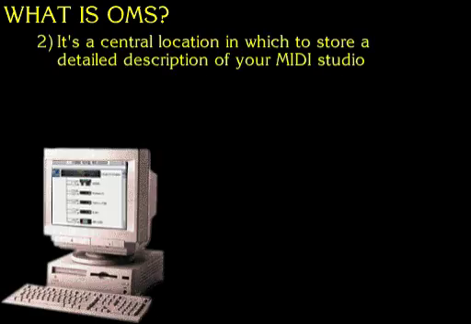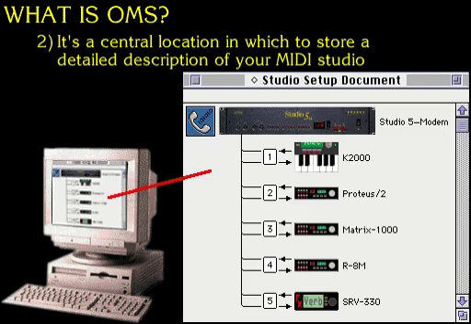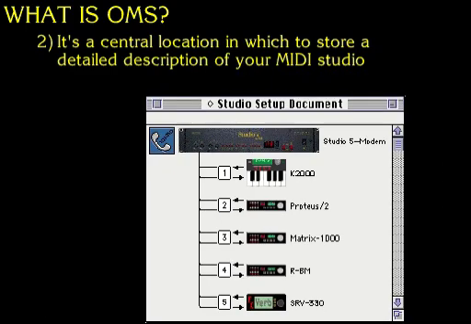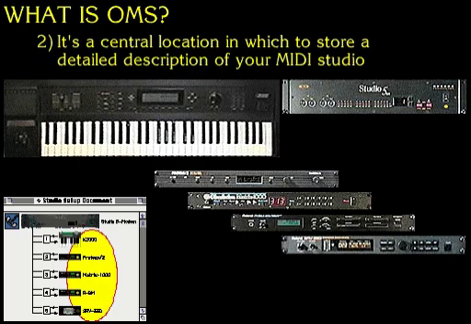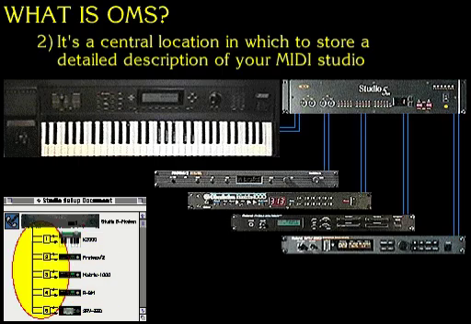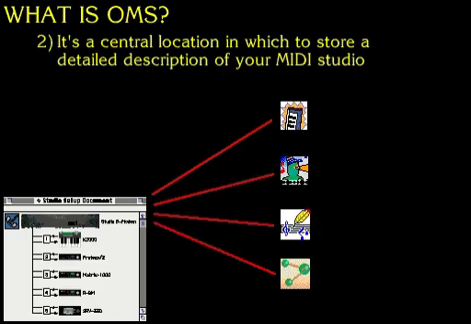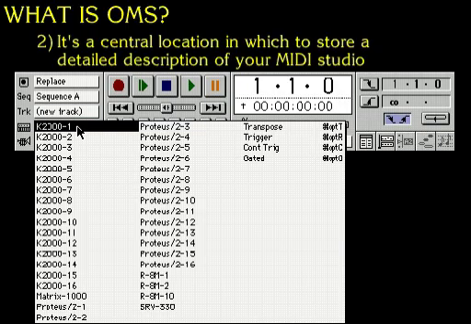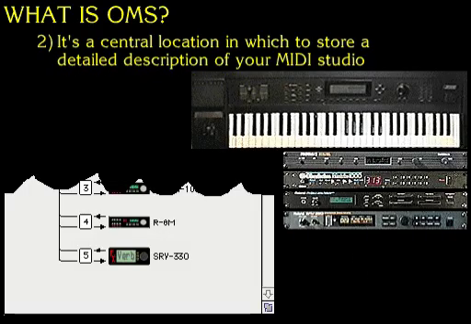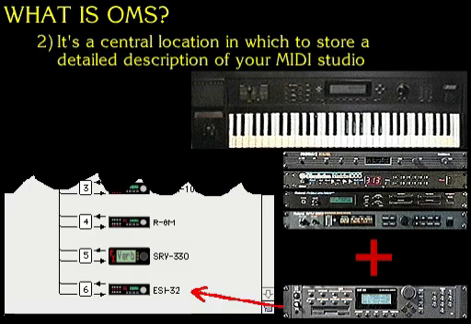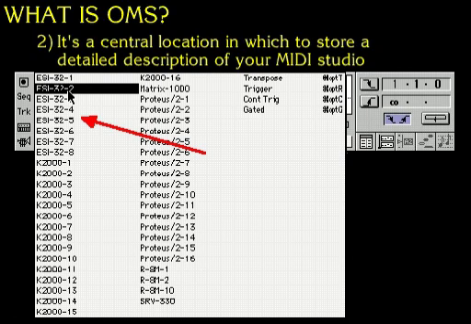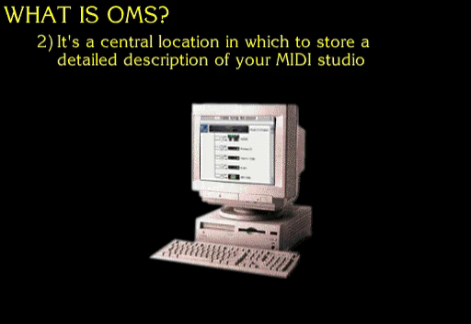Second, it provides a central location called a studio setup document in which you store a detailed description of the MIDI devices in your studio, such as their names, their MIDI channels, and how they're all physically connected. All of your OMS-compatible applications refer to this studio setup document, which means, for example, that you can select MIDI devices by name in an OMS-compatible MIDI sequencer. If you modify your MIDI studio, you need only tell OMS about the modifications and all of your OMS-compatible applications are automatically aware of the change. You'll learn more about creating and modifying studio setup documents in a later lesson.